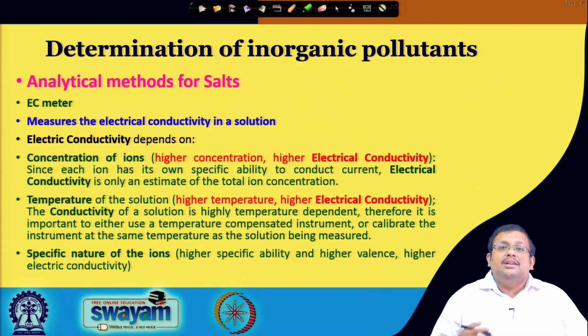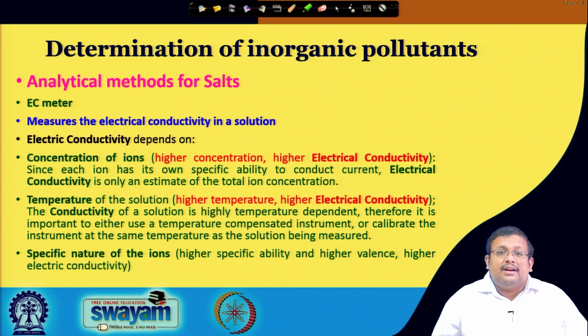Now, you might ask me why we go for the electrical conductance measurement while we measure the salt concentration. Salts are basically composed of different types of cations and anions, and these cations and anions are known for conducting current. So, that is why by measuring the electrical conductivity we can have an idea about the salt concentration. As I have mentioned, each ion has its own specific ability to conduct current, so electrical conductivity is only the estimate of total ion concentration.